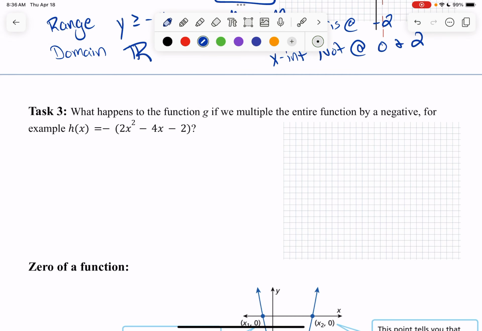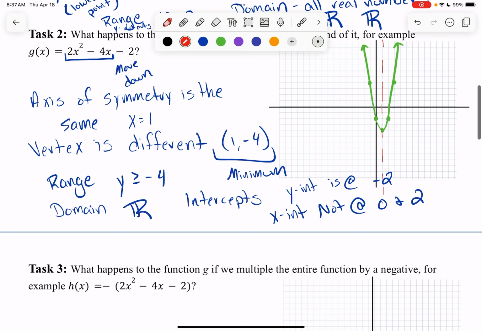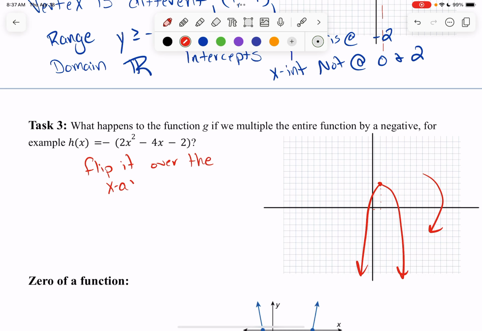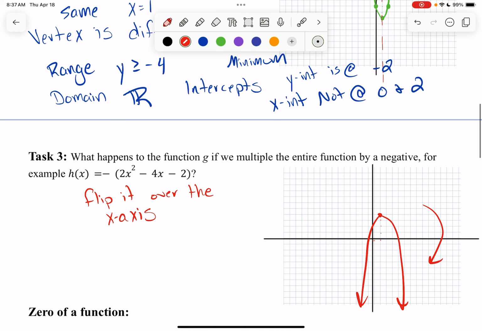So that negative out front is going to take my graph and all those points, and it's going to flip it over. So instead of the point (1, -4), it's going to be (1, positive 4). What did it do? It flipped it over the x-axis, which is going to change a lot of things.